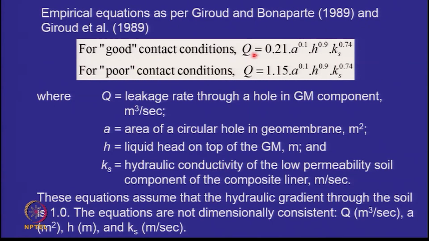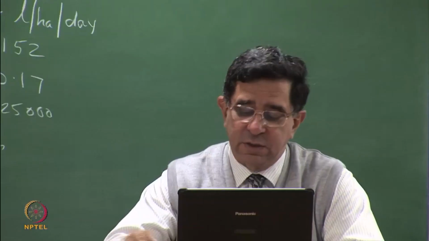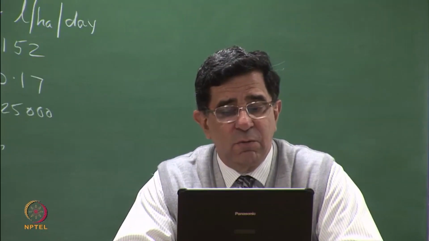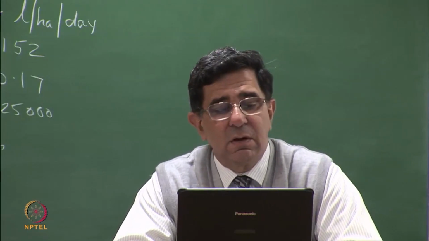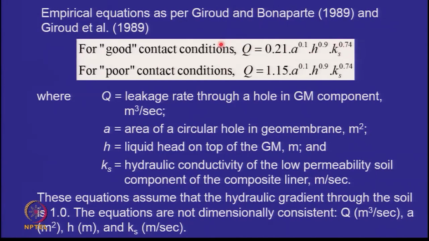If I have good contact, it becomes 0.21 a to the power of 0.1, h to the power of 0.9, ks to the power of 0.74. So if you use the area in meters square, the head in meters, and ks in meters per second, then you will get the q in meters cube per second, right? So per hectare we have to compute what is the quantity of leachate. Please note the first formula, substitute the values, and this is for one hole, and if there are 2 holes in a hectare, you'll have to multiply it by 2.